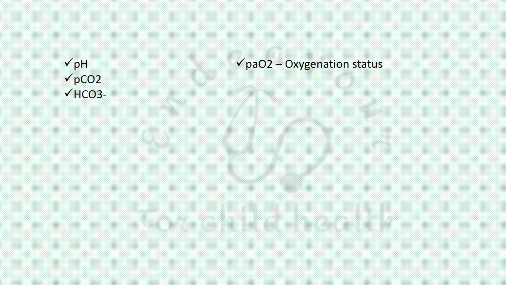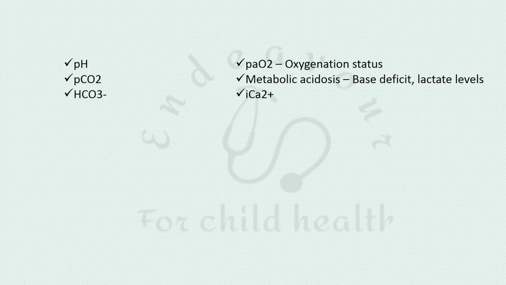So, while we know that determining pH, PCO2 and bicarbonate levels is very important to determine the acid-base status of a patient in an ABG, knowing the oxygenation status by determining the PaO2 levels, knowing the base deficit and lactate levels in patients with metabolic acidosis, knowing ionized calcium in neonates, especially with hypocalcemic seizures, and blood glucose values are also important parameters which are mentioned there in the ABG.